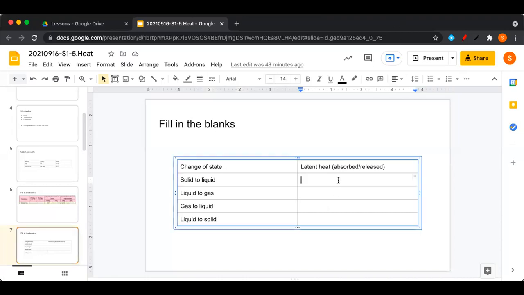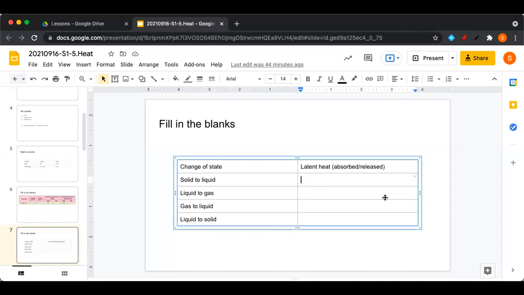Always remember that most of the times the effect of heat can be measured using temperature. When we heat something, its temperature will rise, but not always, because heat has two effects. Heat can change the temperature by changing the kinetic energy. Heat can also change the state by changing the potential energy, by weakening the bonds or by strengthening the bonds.